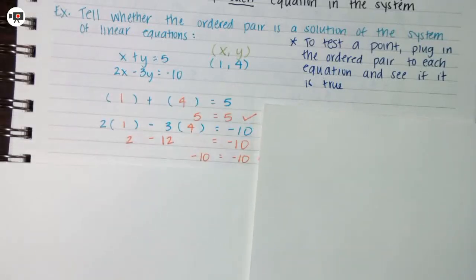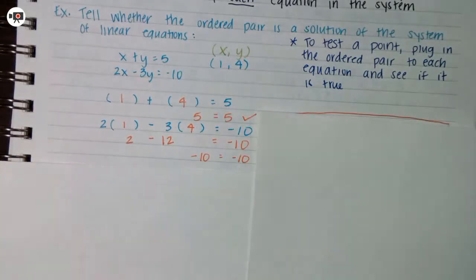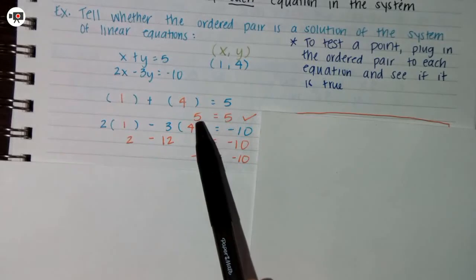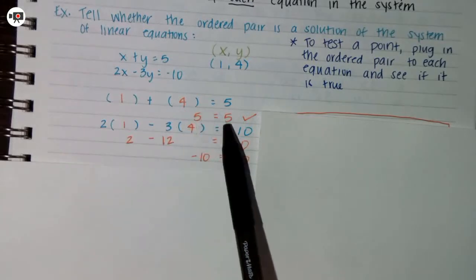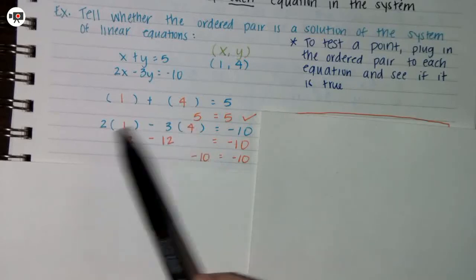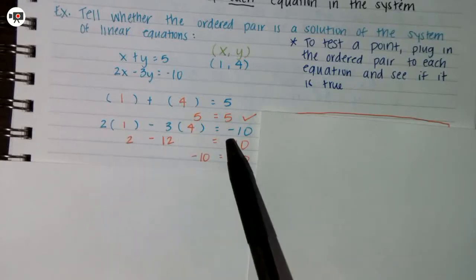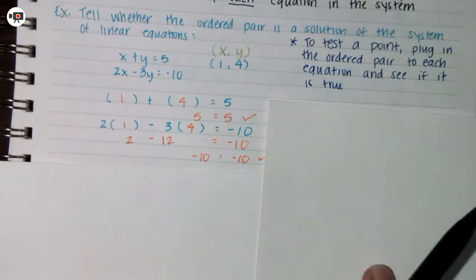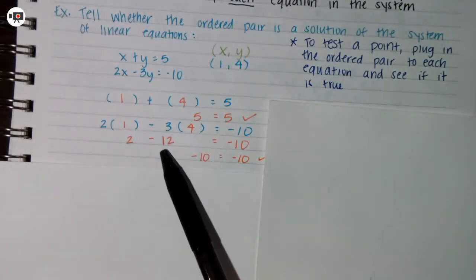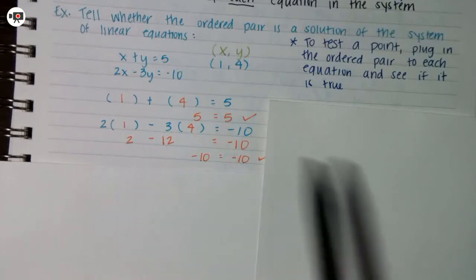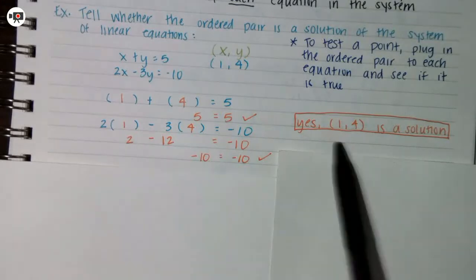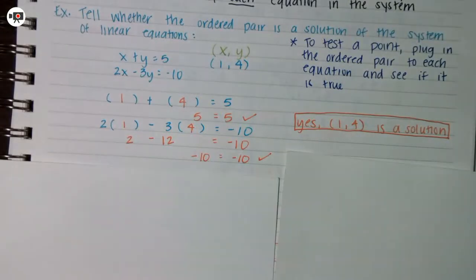So plugging it into equation 1, I would have 1 plus 4 equals 5, and we know that 1 plus 4 is 5, so 5 equals 5. That is true. Then plugging it into equation 2, I have 2 times 1 minus 3 times 4 equals negative 10. 2 times 1 is 2, negative 3 times 4 is negative 12, 2 minus 12 is negative 10. So this is a true statement, and we have (1, 4) is a solution to the system.